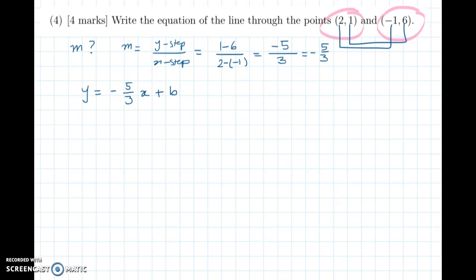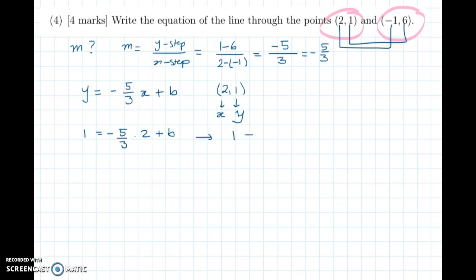Well, I hope by now this situation looks familiar to you. We want to write the equation of a line. We know the slope. We're missing the y-intercept. We just need to pick one of our points. Let's say I'll pick the point (2, 1). And then this is telling us that when x is 2, then y has to be 1. So we substitute that information in our equation. We are saying that 1 has to be the same as negative 5 over 3 times 2 plus b.